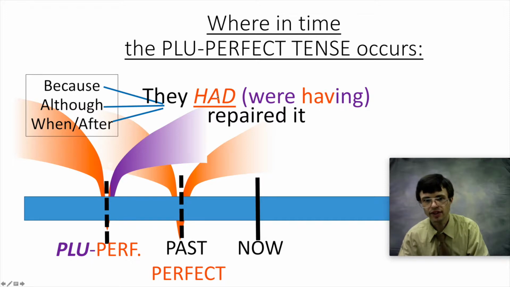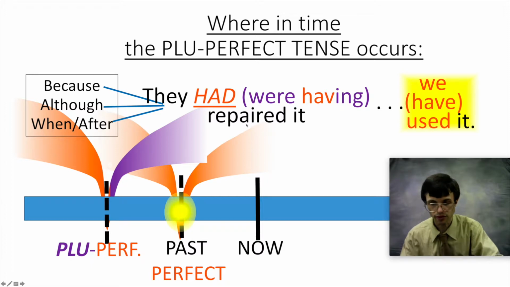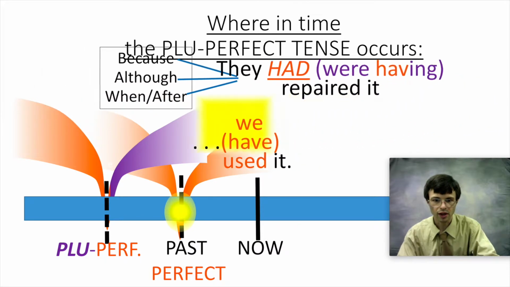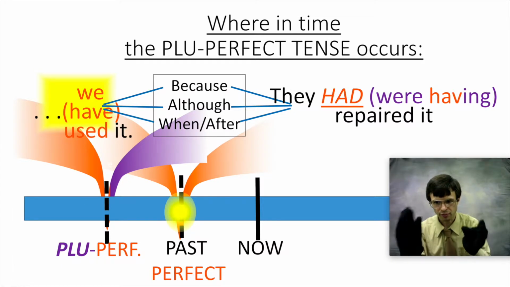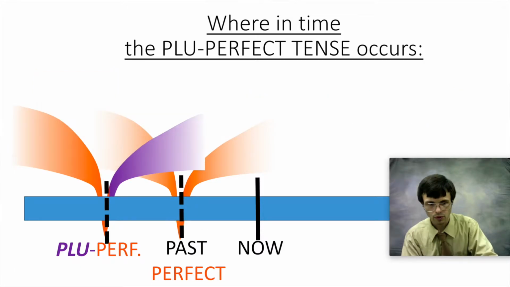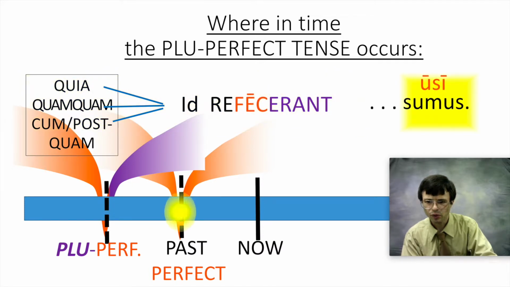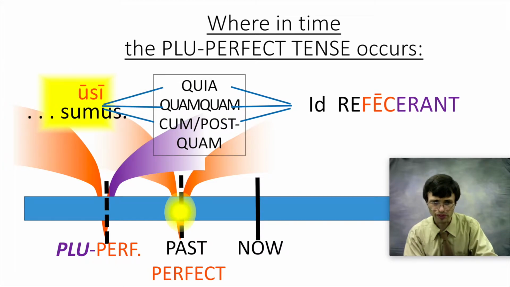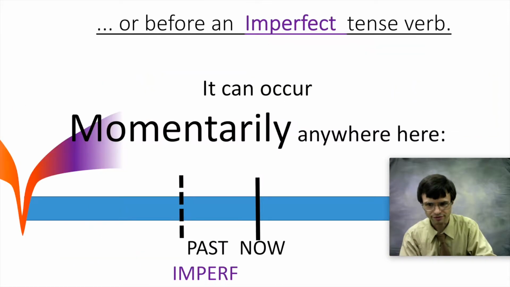So because they had repaired it, therefore later on we used it. And you can switch these two things around without any trouble. You can say, we have used it right here because they had already repaired it. So it's very nice and elegant the way the pluperfect and perfect can just switch places at will. Or in the Latin, quia id refecerant, usi sumus, or usi sumus, quia id refecerant. So it's very nice and elegant.